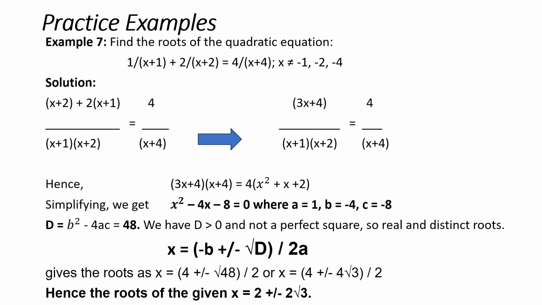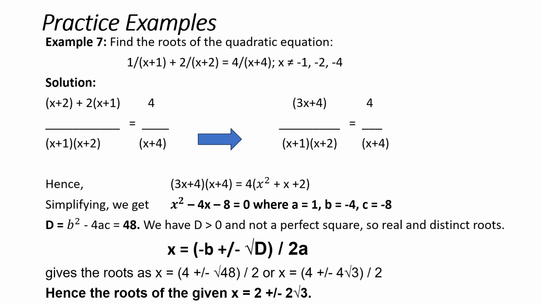Find the discriminant D = b² − 4ac. Here you get D as 48. Now D is greater than 0, so we know that real and distinct roots will exist. But since it is not a perfect square, the roots might not be rational. We apply the quadratic formula to find the roots, which is x = (−b ± √D) upon 2a. Just put the values, you get x as (4 ± √48) upon 2.